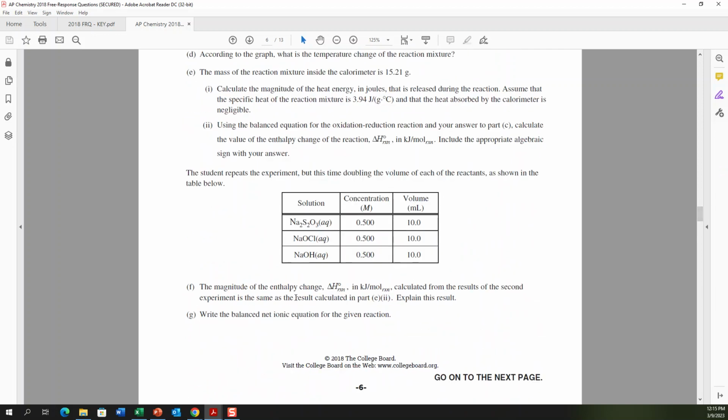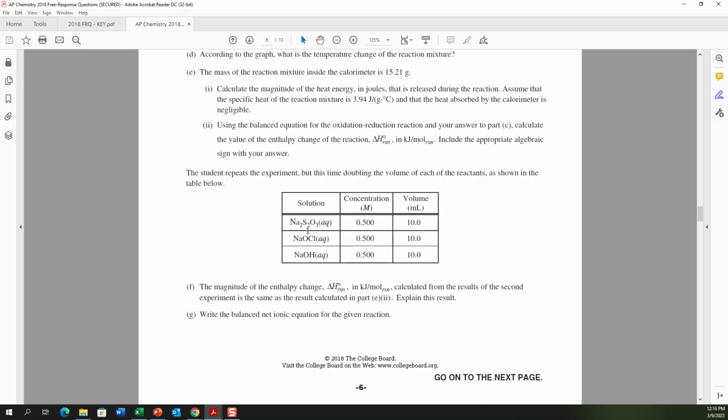So the magnitude of the enthalpy change, delta H in kilojoules per mole, calculated from the results of the second experiment is the same. Explain the result. Okay, so the student repeats the experiment, but this time doubling the volume of each of the reactants as shown in the table below. The magnitude of the enthalpy change calculated from the results of the second experiment is the same. Explain the result. Okay, so remember, the delta H of reaction doesn't change.